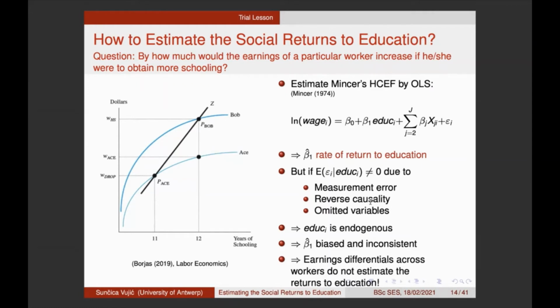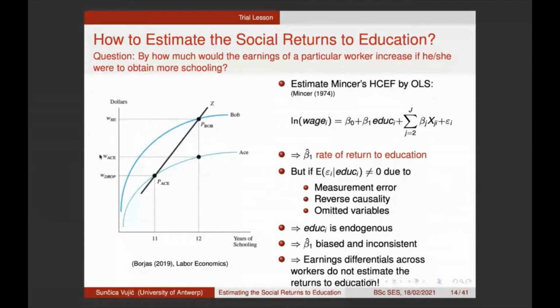So what is the question we want to answer? We want to answer by how much would the earnings of a particular worker increase if he or she were to obtain more schooling. I will start the exposition with these pecuniary outcomes, thinking about earnings, and then you can extend it further and replace earnings by any of these other socially desirable outcomes like crime, like health, like exercise, or even the selection of a future marriage partner.